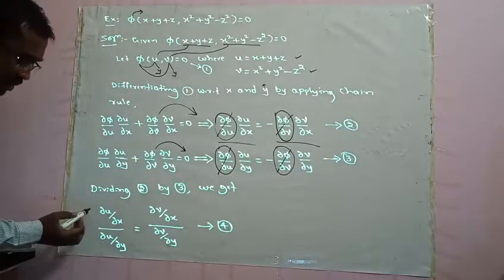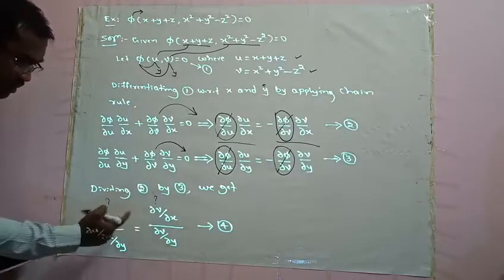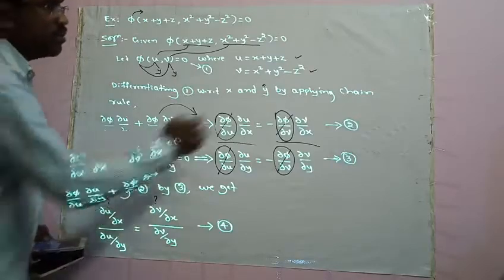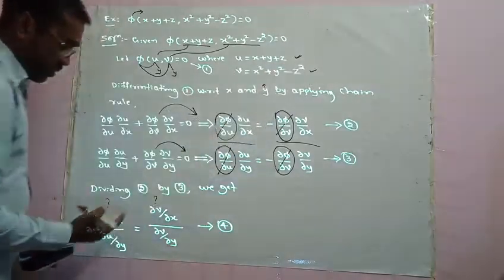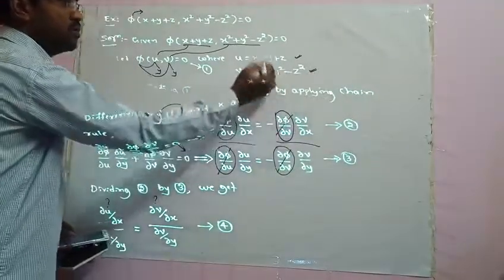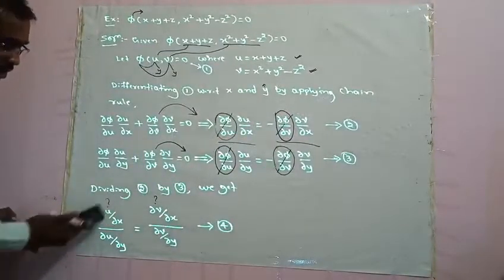Now the only thing is we need to find out what these derivatives are, using the u and v values. Where is u? U is here. Where is v? V is here. Using these u and v, we need to find all these four derivatives. Let us find those.